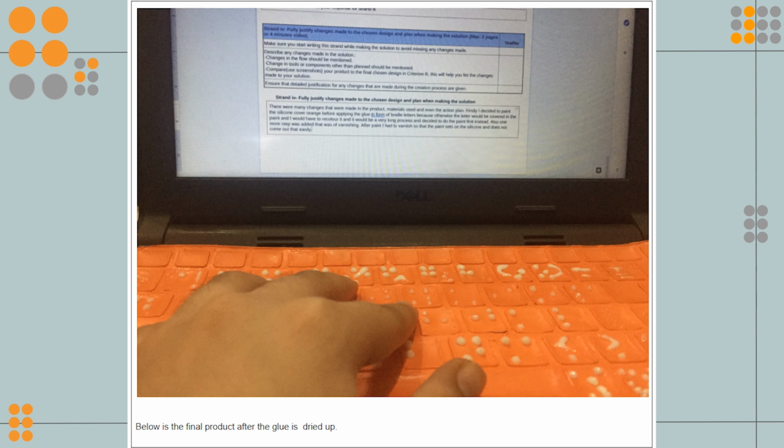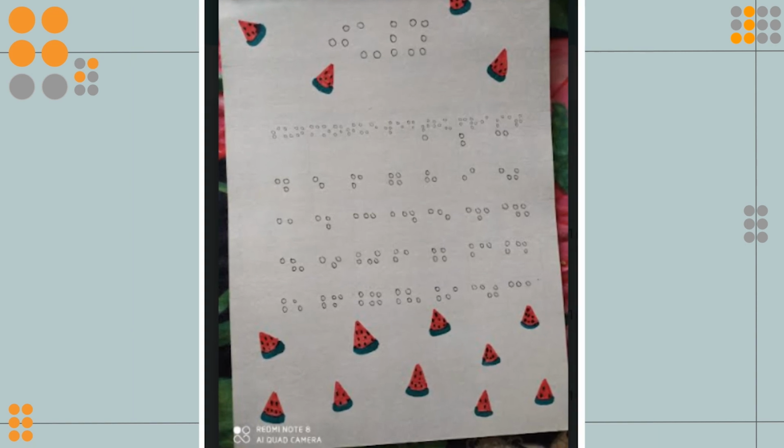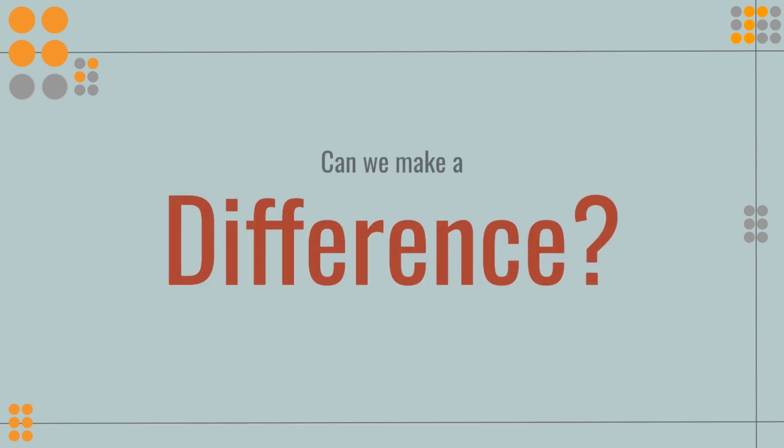Here are a few products created by the students. They will be donating these as a part of Service as Action learning outcome to the visually impaired students. So here's my final product.